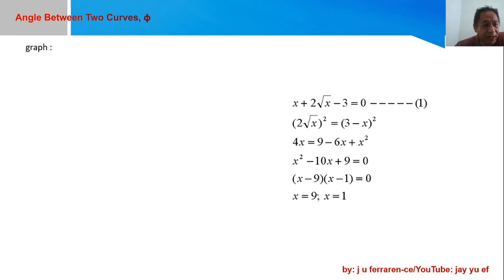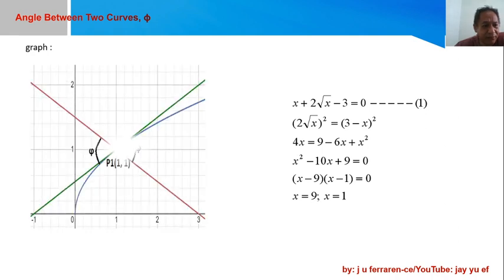graph. Okay? So this is now the graph of our given curves, and these are the tangents. This is the line, and at the same time, that's the tangent, correct? And this one is also another tangent to y equals the square root of x. So this is the point of intersection. So we have a pair of obtuse angles and a pair of acute angles.